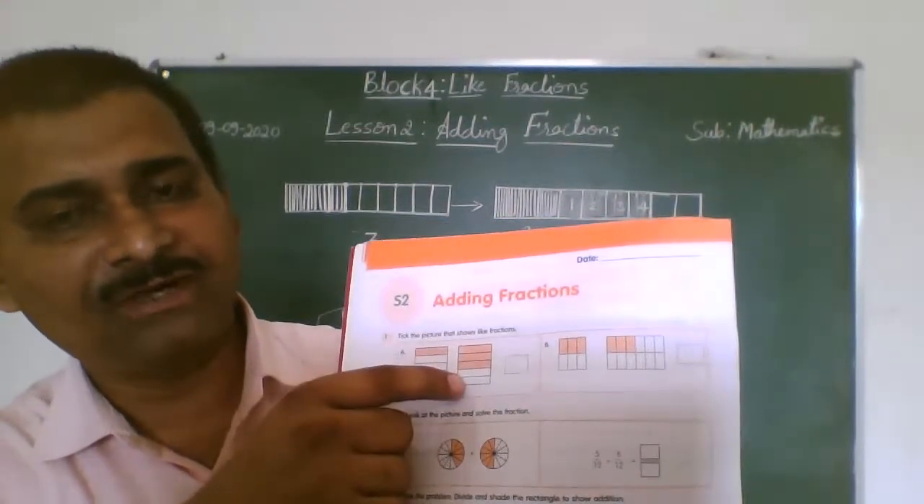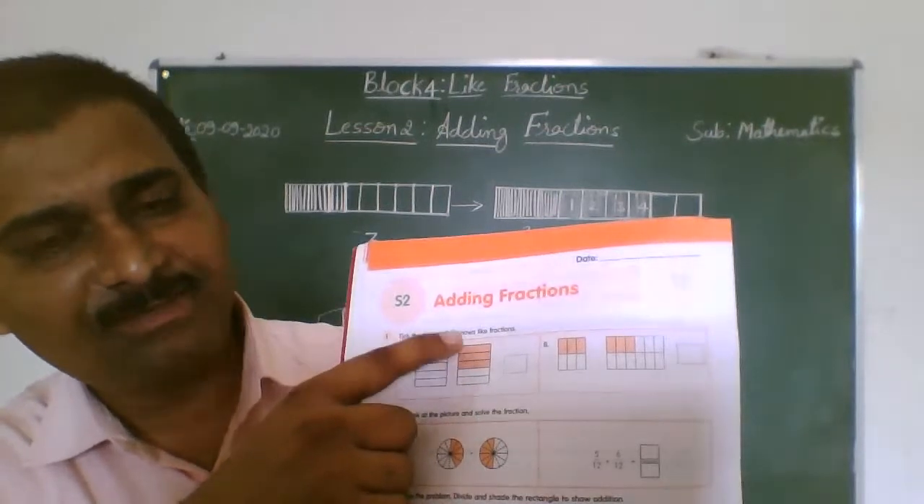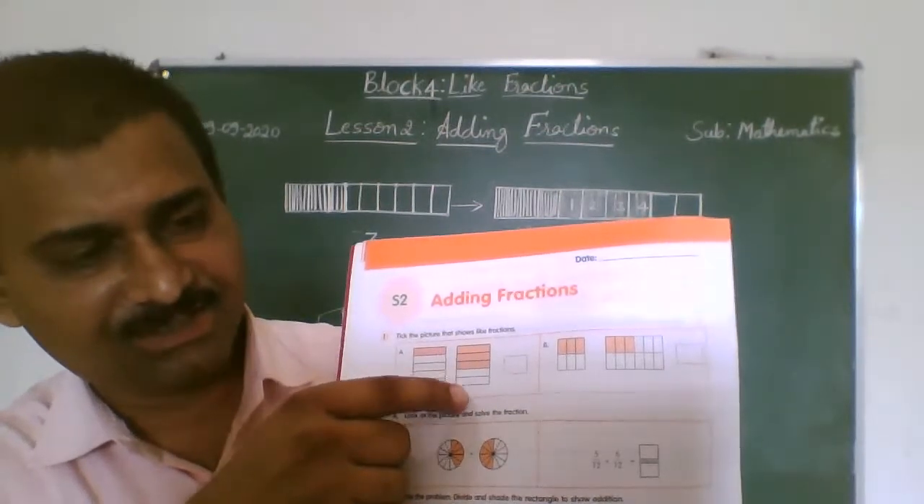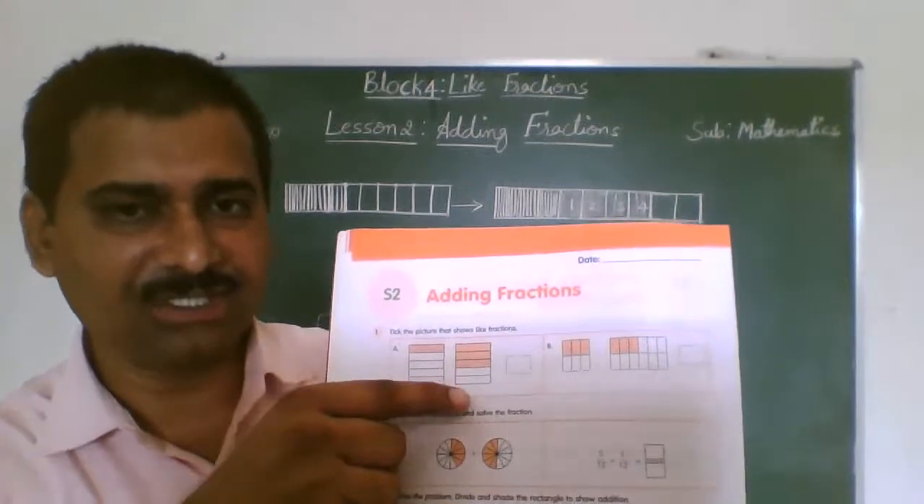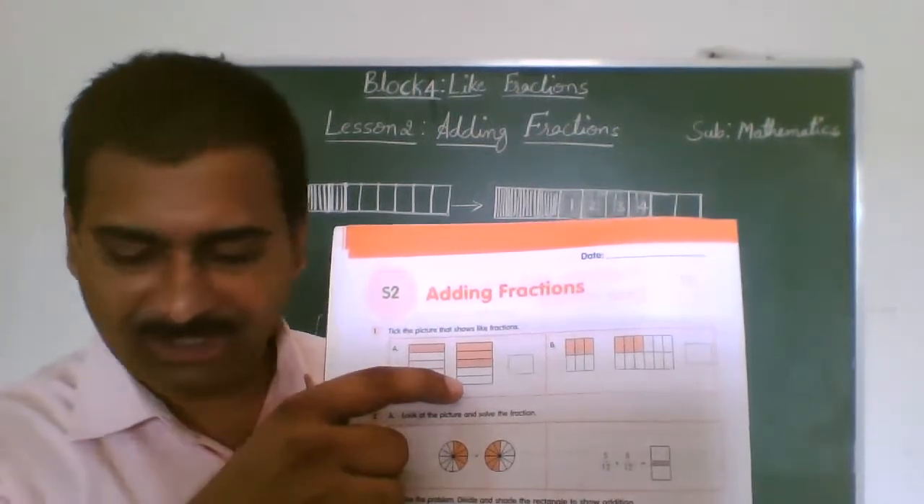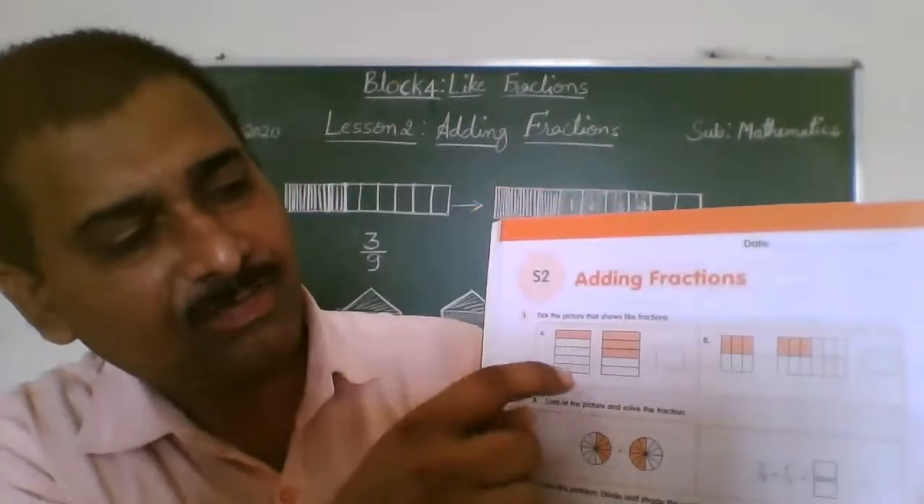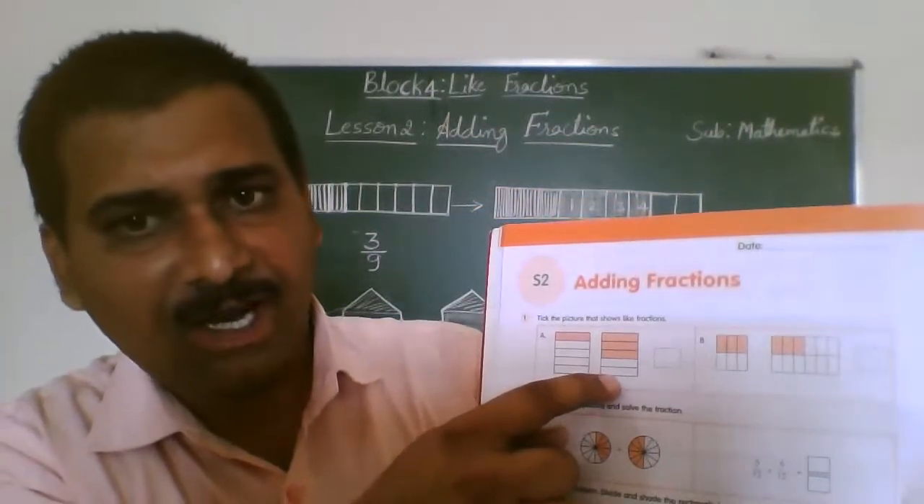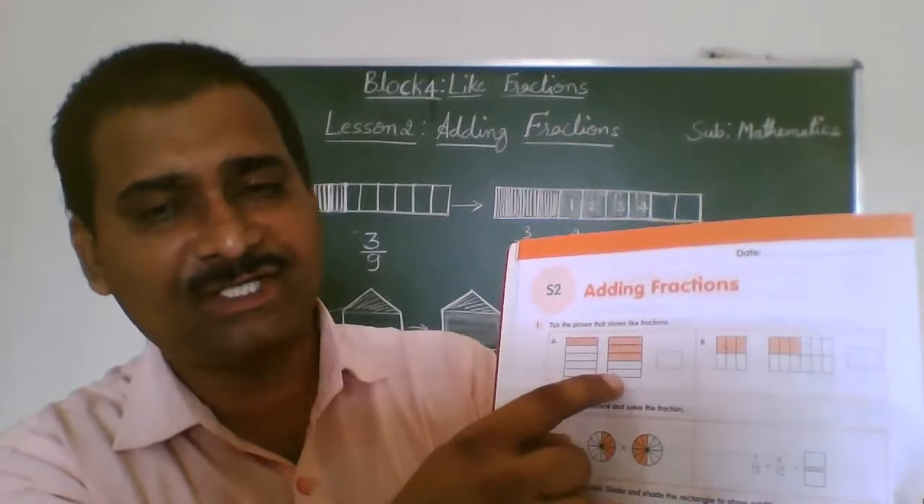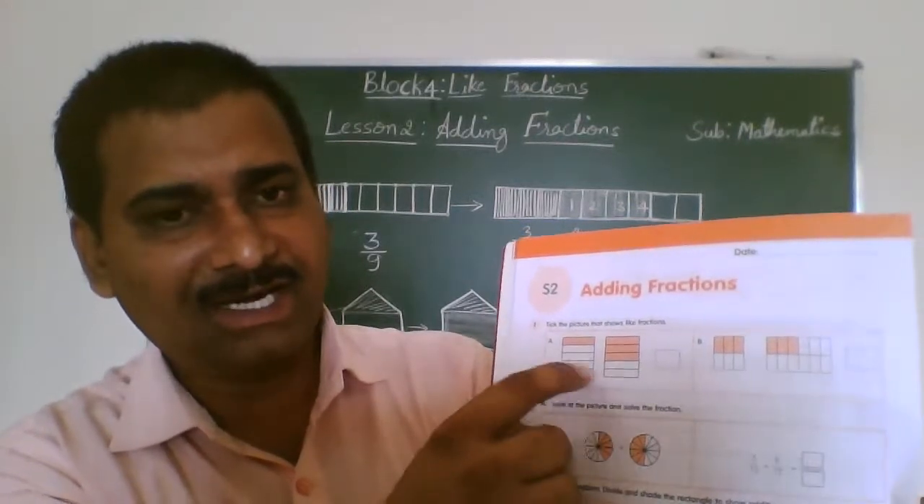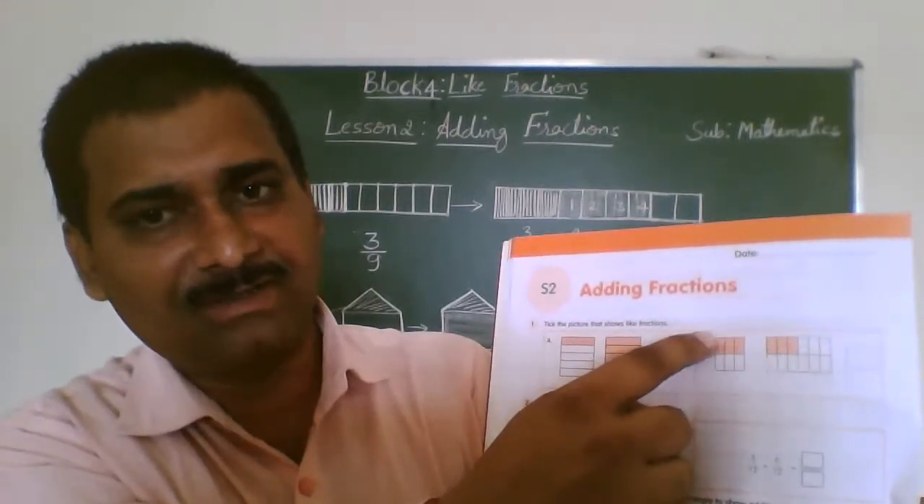Here out of 5 parts, 3 parts are shaded. Write down its fraction also, children. Write down both the fractions, and check whether they are like fractions or not. If they are like fractions, then tick mark here.